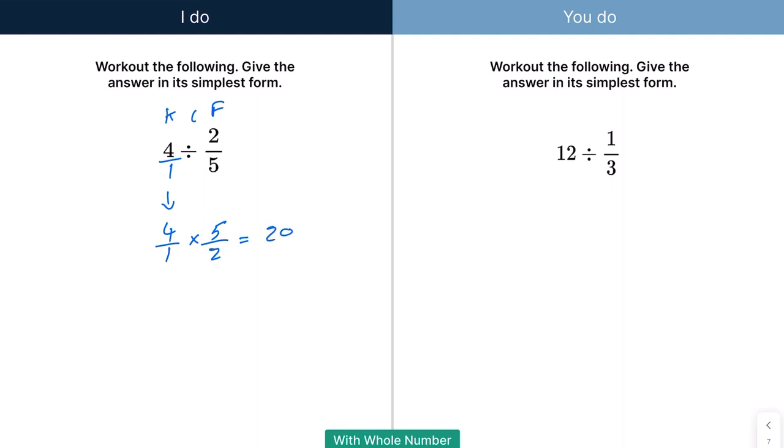So 4 times 5 is 20. And at the bottom, 2 times 1 is 2. Can we simplify this? Yes. We can divide the top and bottom by 2. So that would just become 10 over 1. We can just write that as 10.